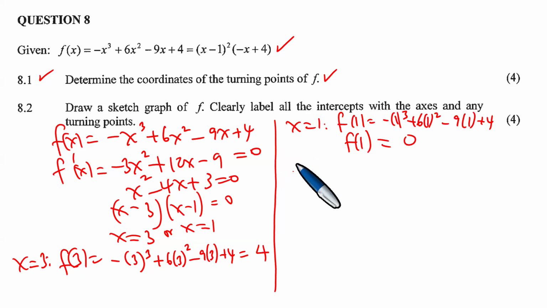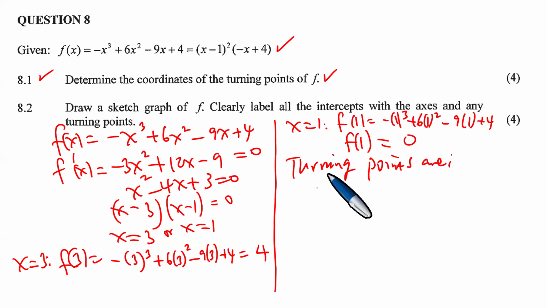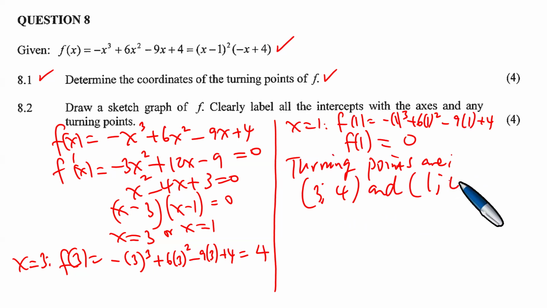Now, what are the turning points? Right, so there are certain points which are called turning points of the original function, and the turning points are as follows. Meaning that when x is 3, y is 4. And when x is 1, y is 0. We were asked to determine the coordinates of the turning points of f, and therefore we found the coordinates of the turning points of f.